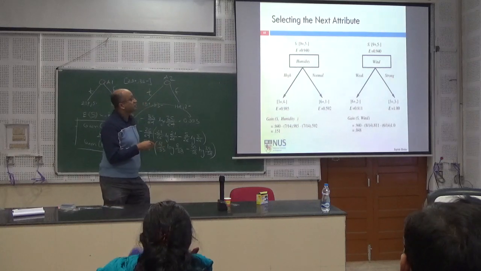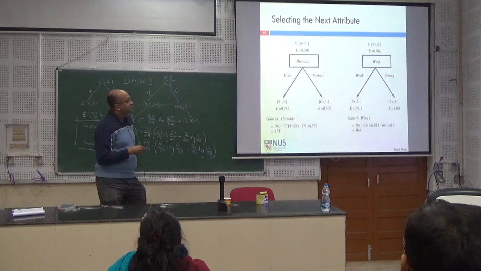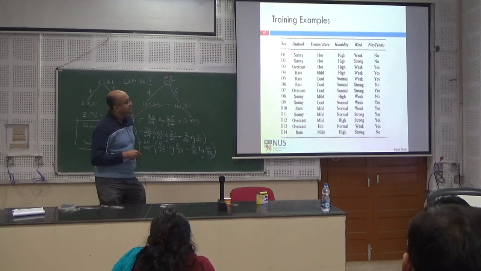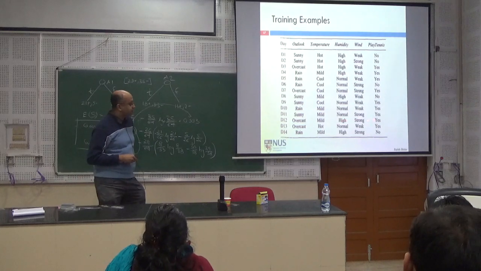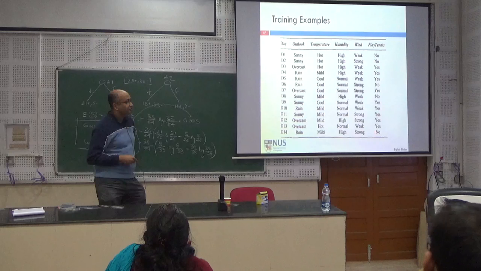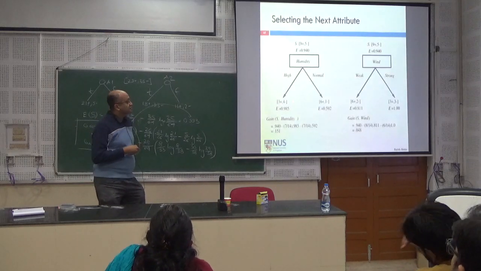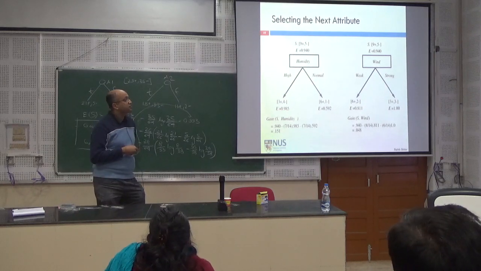Now if you look at humidity, if you look at high, when the humidity is high, these 4, we have 2 no's and 2 yeses. Humidity is high, we have another no. Humidity is high, another yes. So I think 3 so far. Humidity is high, 1 no. So 3 and 4. That's what it says, 3 and 4. When the humidity is high, I have 3 positives and 4 negatives.